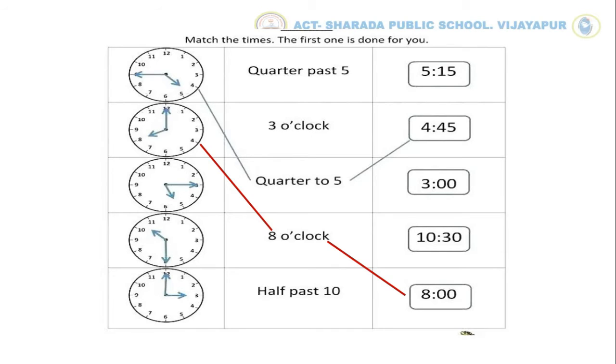Let us try one more example. Look at the image of the clock here. It's 5:15. Or else in standard timing, we say it's 5:15. So we have to draw a line to match with the correspondence. And in a digital time, we say 5:15. So children, for the remaining problems, you have to draw a line with the correspondence.